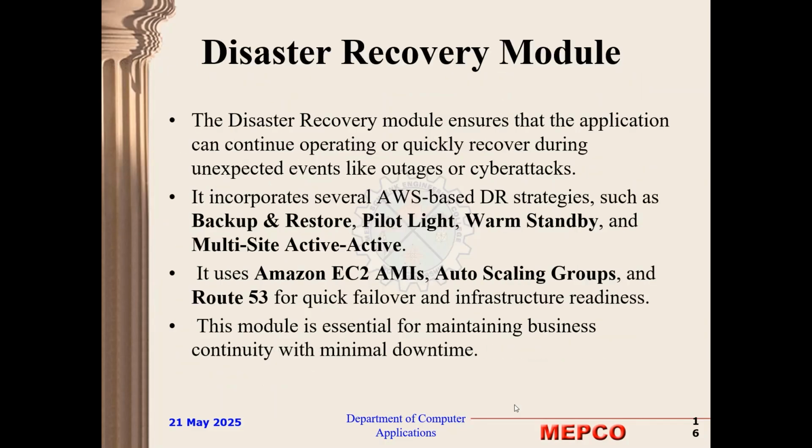In this model, the application can continue operating or quickly recover during unexpected events like outages or cyber attacks. It incorporates several AWS-based DR strategies such as backup and restore, warm standby. It uses EC2 AMI, autoscaling groups, and Route 53 for quick failover and infrastructure readiness. This model is essential for maintaining business continuity with minimal downtime.